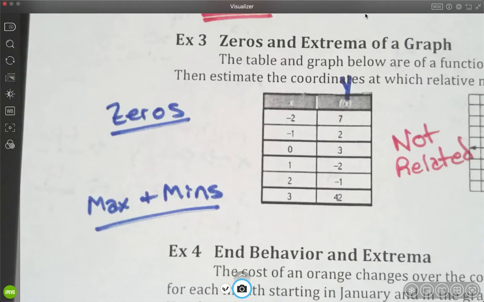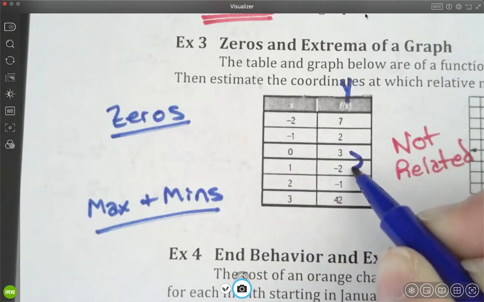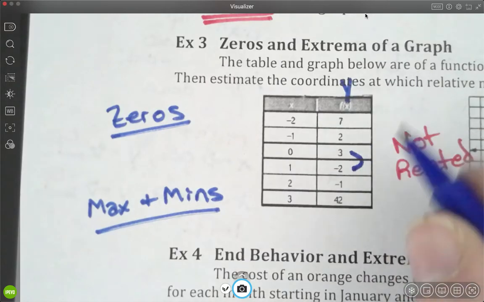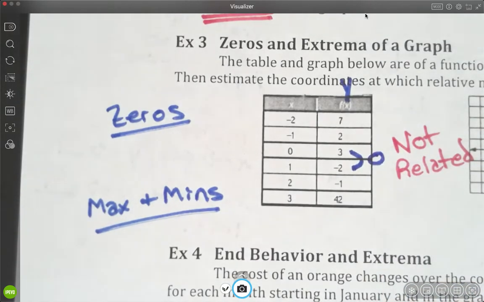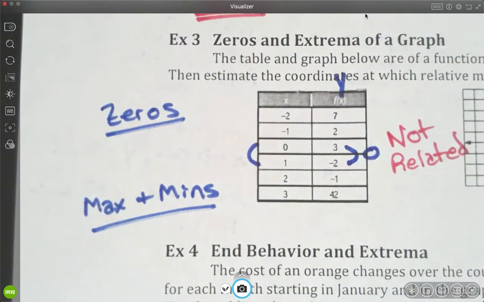The y coordinate has to be equal to 0. But if you look, here it's at positive 3, and then he bumps down at 1 and he goes toward negative 2. Does that make sense? So 0 lives in between these 2 points, right? So that means he has to cross at a place between 0 and 1. Does that make sense? So maybe it's 0.5. We don't know if it's necessarily 0.5, but we do know it has to be between those 2 points.